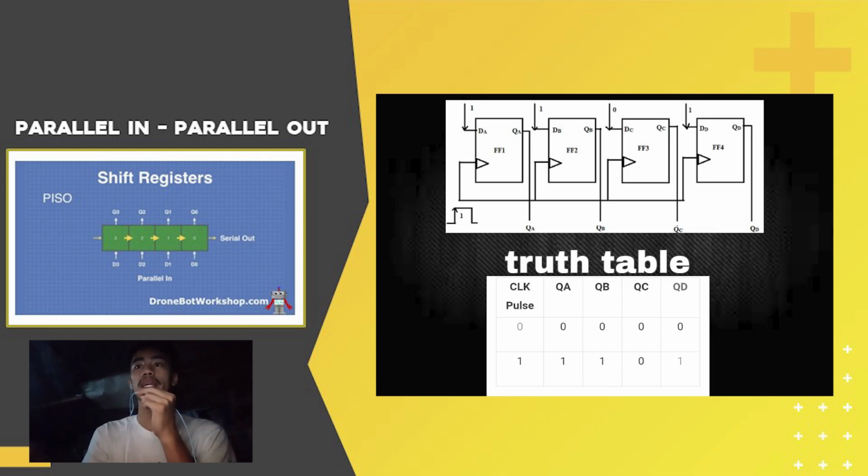Initially the output will become 0 0 0 0, apat po na 0, because if we apply the first clock pulse 1, then the data will become shifted from input DA to QA. So the output will become 1101. So nagbalik lang po. So makikita po natin yan mamaya sa ating truth table.